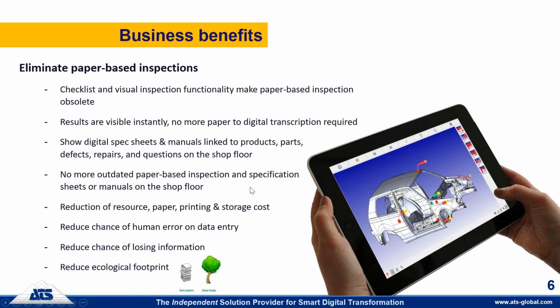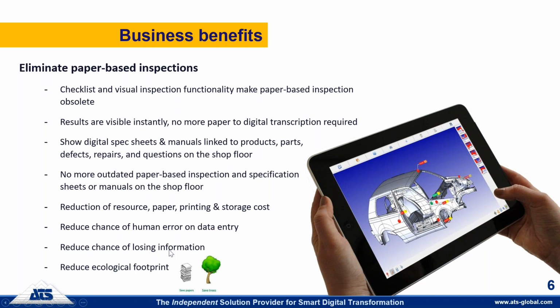Since it's all digital, there is no more outdated paper-based data on the shop floor. As soon as a document is updated, then it is also updated in the operator interface. This all combined results in a reduction of resources, a reduction of paper, printing, and storage costs. Of course, because the data is only entered once and not transferred from paper to digital, there is a reduced chance of human error.